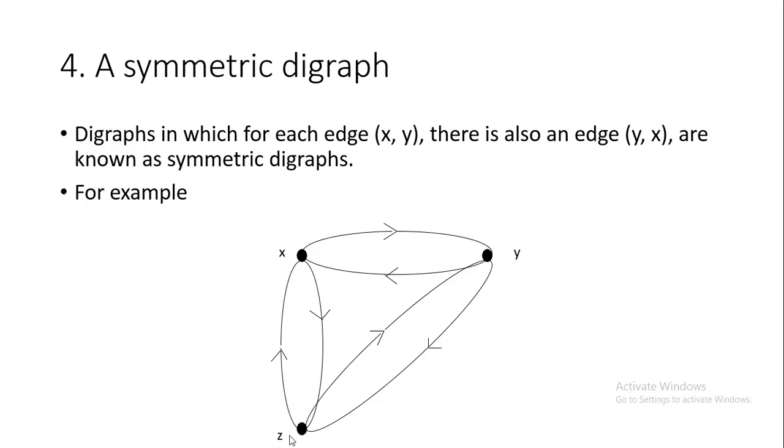So in this example, see here, there is an edge from x to y and there is also an edge from y to x. Similarly, from x to z and z to x, z to y and y to z. So the condition is satisfied. So we can say that this graph is called a symmetric digraph.